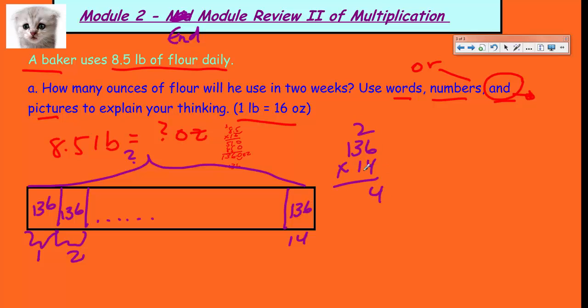That's 4. Carry the 2. We have 12, 14. Carry the 1. 4. That's 5. Placeholder 6. 3, 1. Now we have 4. We have 10, 8, 9. So it looks like 1,904 ounces. It doesn't tell us that we have to put it back into pounds, but that would be very reasonable for that number. So I'm going to group this real quick.